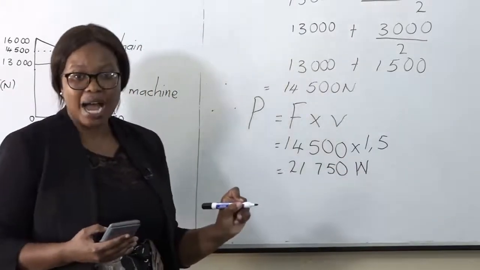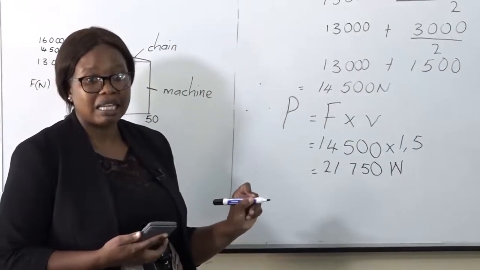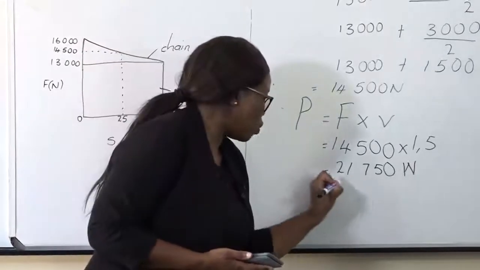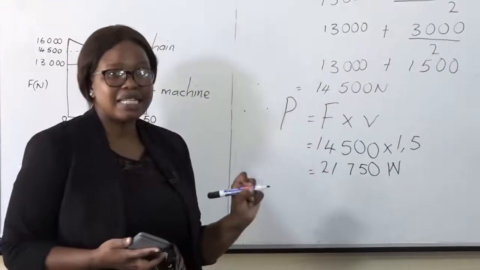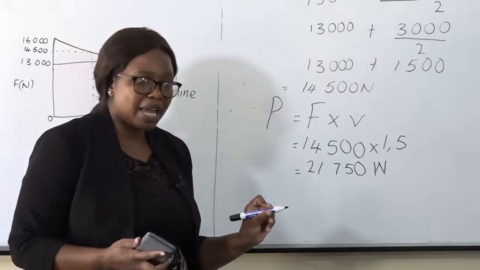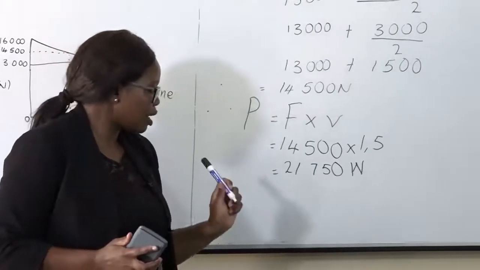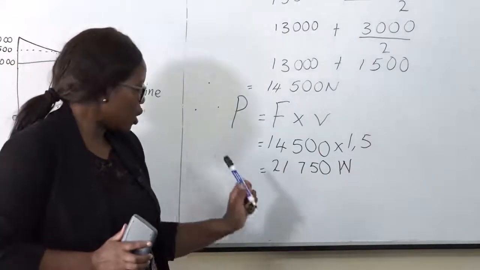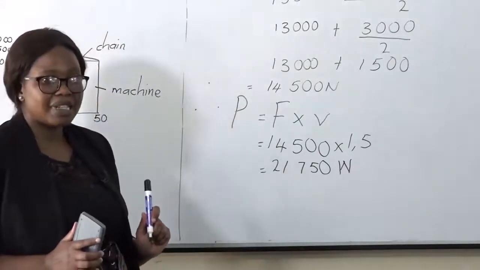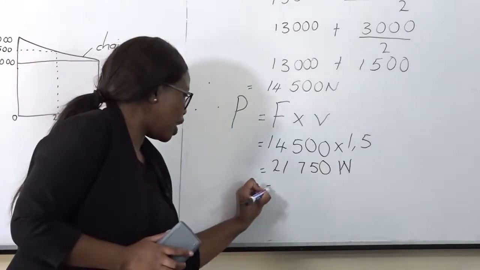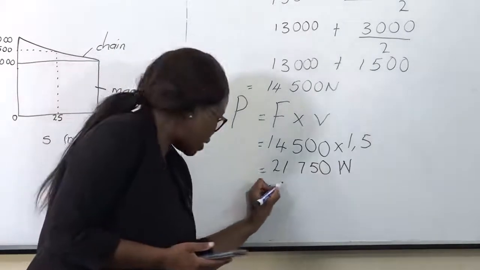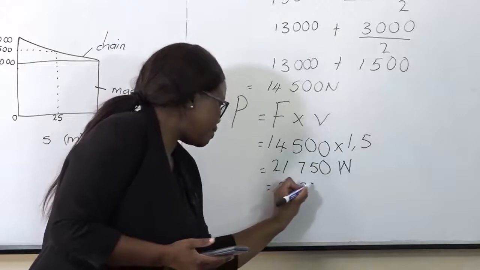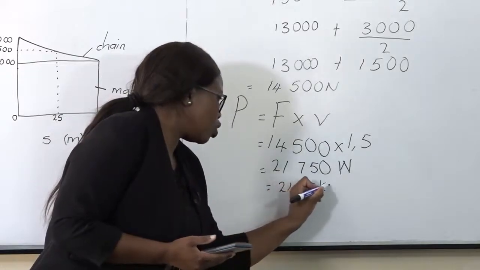In case you are asked to give your answer in kilowatts, we divide 21,750 by 1,000. 1 kilowatt is equal to 1,000 watts. So here, 21,750 divided by 1,000, our answer is going to be 21,75 kilowatts.